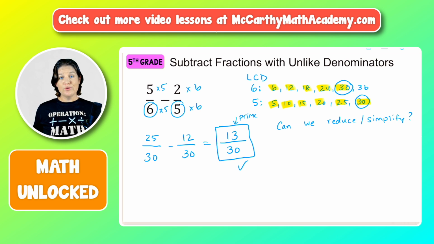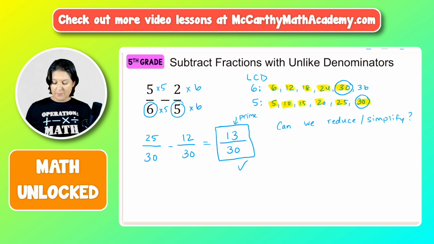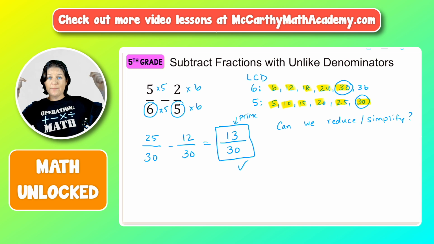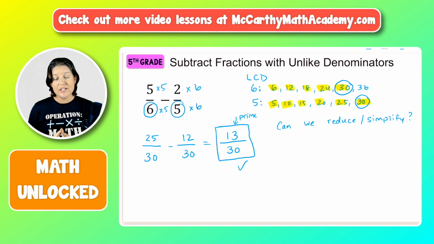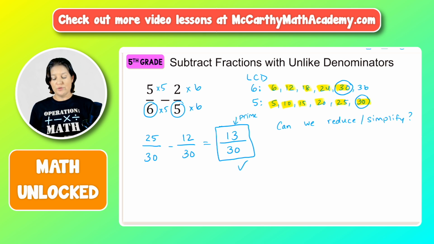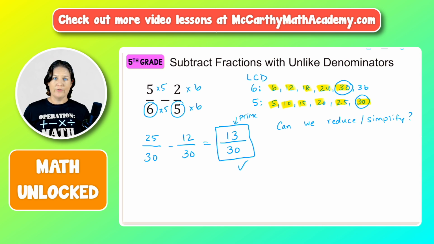And that is how you subtract fractions with unlike denominators. To recap the steps, when we add or subtract, our denominators must match. They weren't matching. We had 6 and 5, so we found the least common denominator of 30. We rewrote those fractions using that denominator of 30, and we said, how did we get there?